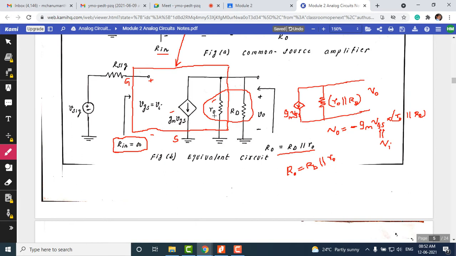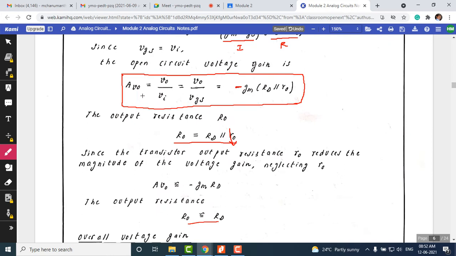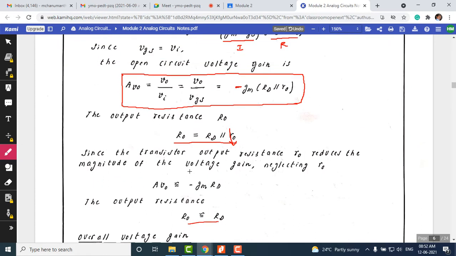So this r naught is going to be the internal resistance of the MOSFET when channel length modulation effects are considered. So this r naught comes into play. Okay, this you must remember: Rin, Av naught, and Ro. Av naught is nothing but the voltage gain under this condition. So when we assume that r naught is very large compared to the RD, this r naught resistance reduces the magnitude of voltage gain, so we can ignore this. So when we do that, this equation for Av naught reduces to this.